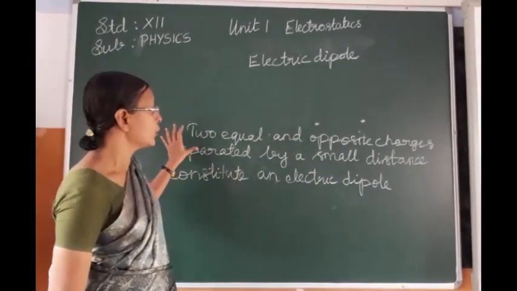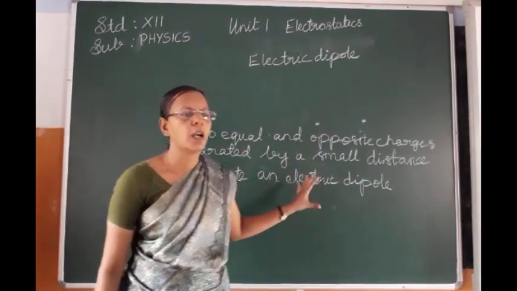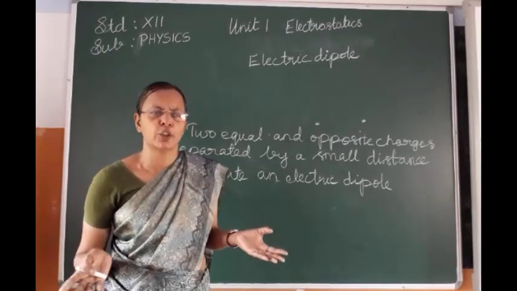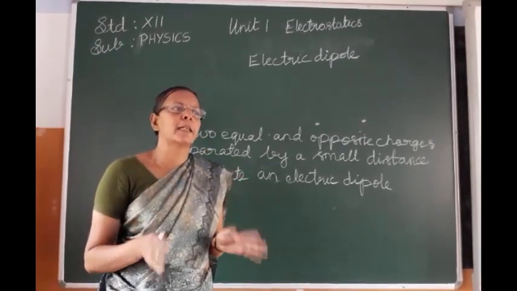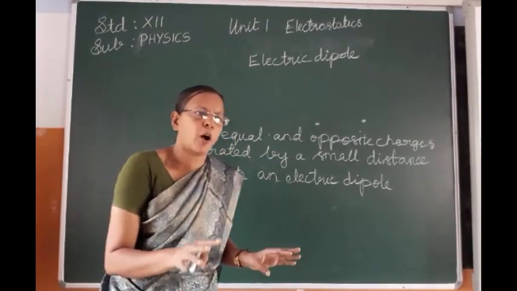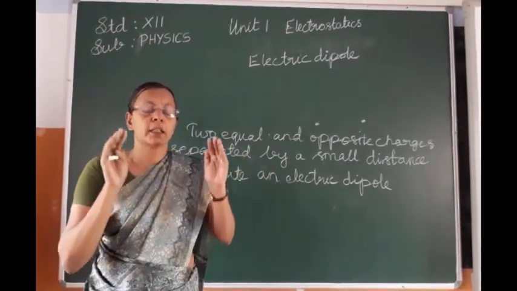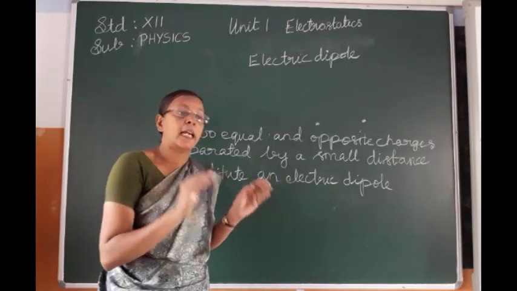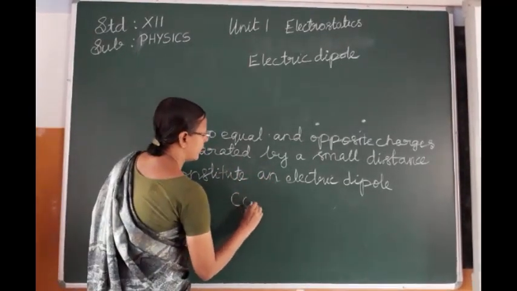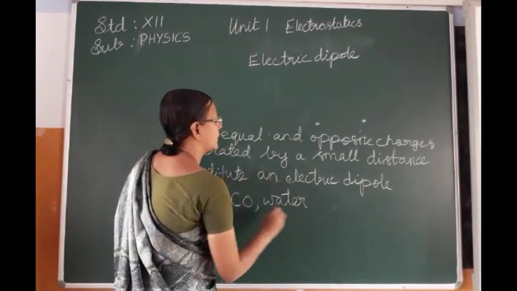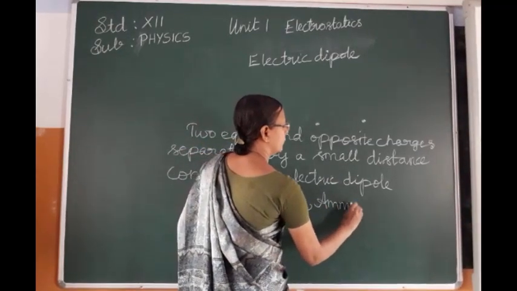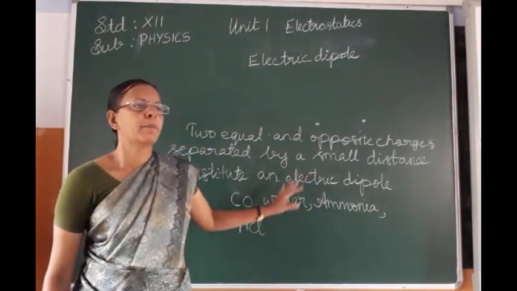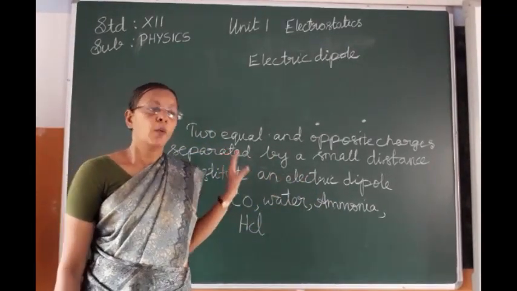Okay, so what is an electric dipole? Two equal and opposite charges separated by a small distance constitute an electric dipole. If you are considering a molecule, that molecule contains positive and negative charges. Whatever the elements, if the positive charges and negative charges are not coinciding at a particular point, that molecule can work as a permanent dipole. For example, CO, carbon monoxide, water molecules, ammonia, then HCl, hydrochloric acid. These act as permanent dipoles.